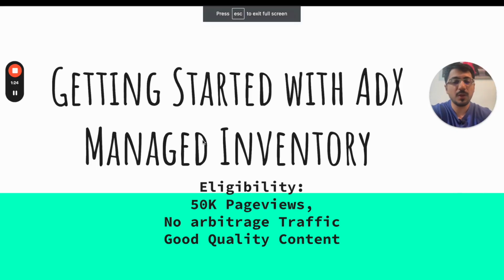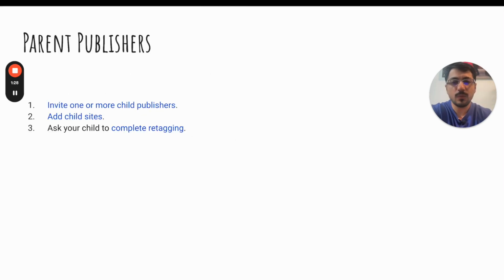Now you have your ad exchange MI account via a reseller, and then we proceed to the setup. What typically your parent publisher will do is they'll have one too many child publishers in their account, and from there they'll add a child site. And they'll ask you to complete the retagging of your website. From their end, they're simply following these steps for now.